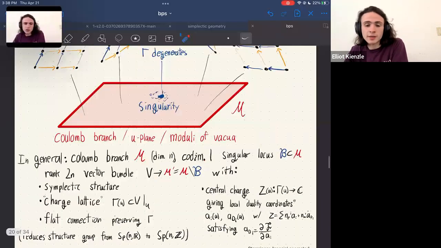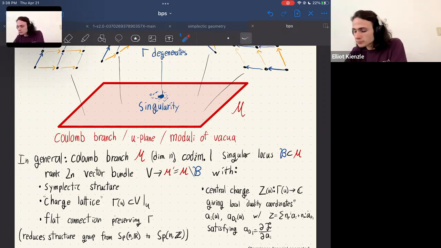Let's try to generalize them and abstract them beyond just their physical interpretations. So let's see what we have. We have some Coulomb branch. Let's just call it a manifold. And we're going to have some place where the lattices break down. That's going to be a codimension 1 singular locus.